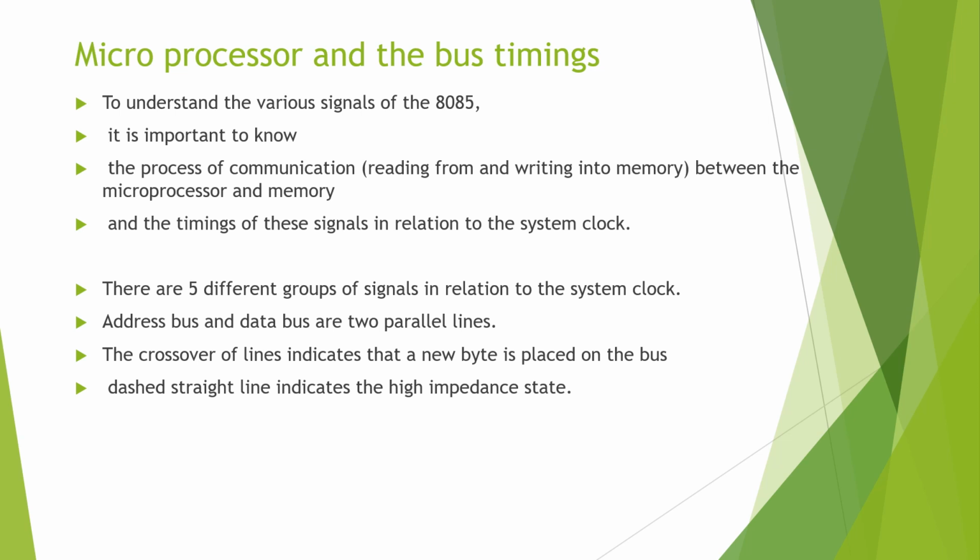That is the address bus and the data bus, which are 2 parallel lines, and when there is a crossover of lines, it indicates that a new byte is placed on the bus, and if it is a dashed straight line, it indicates that it's in high impedance state.